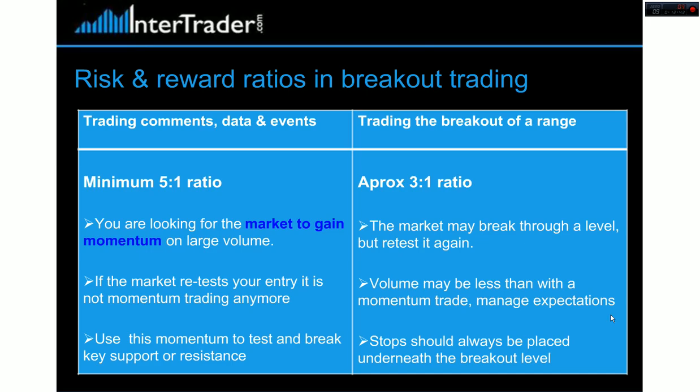Okay, so if you're trading comments, data, and events, let's say the risk-reward ratio is a minimum of 5 to 1. You're going to be looking for, if it is going to move the market, a sustained big move. And if you're trading the breakout of a range, you need to keep it a bit tighter, because that's just a technical direction, a technical bias coming into the market.